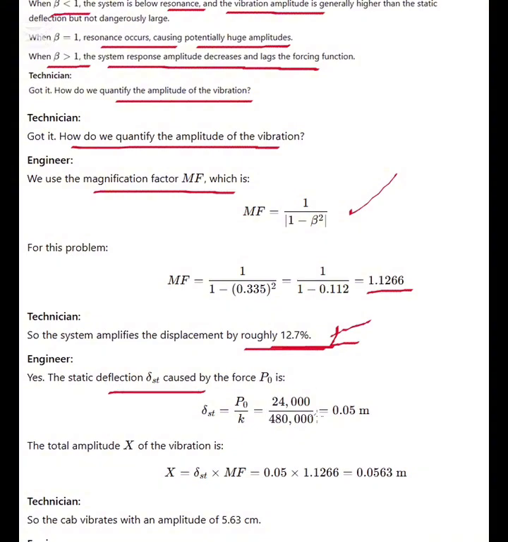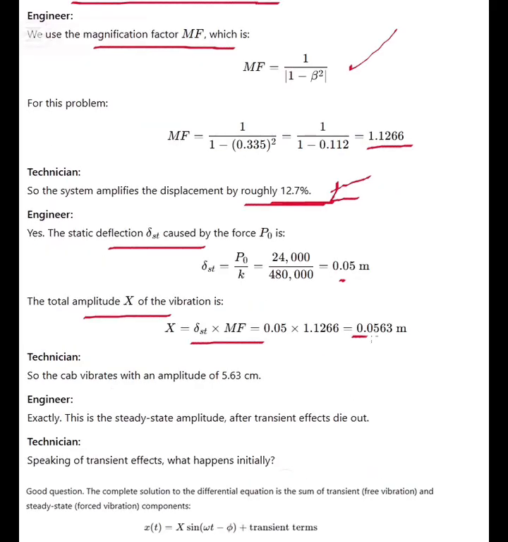The static deflection we know is 0.05. The total amplitude of that vibration we will know by the magnification factor. If you multiply those, almost 13% is going to be on the higher side. So the cab vibrates at an amplitude of 5.63 centimeter. Initially it was 5 centimeter, it becomes 5.63. Exactly, this is the steady state amplitude after the transient effect dies out.